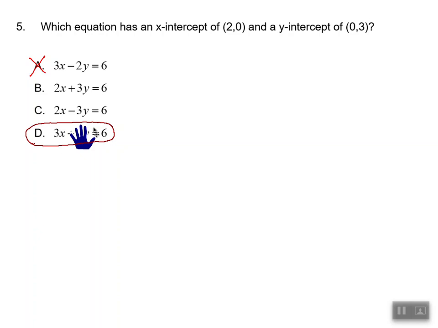So I'm going to move my sights to D and say, okay, the x-intercept, let's cover up the y term. 3x equals 6, so therefore x equals 2. Let's also cover up the x term to find the y-intercept. 2 times y equals 6, and yes, 2 times 3 does equal 6. So I do have my correct answer, and that is answer choice D.